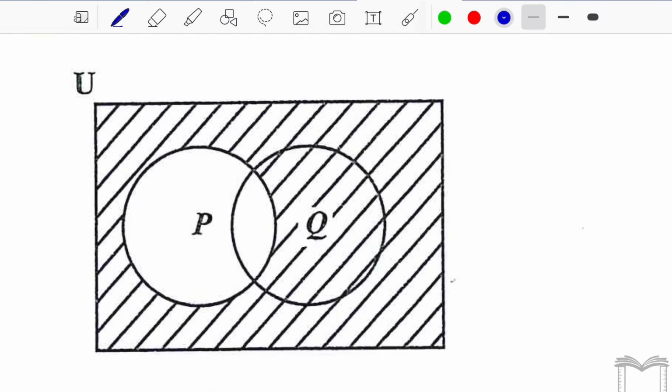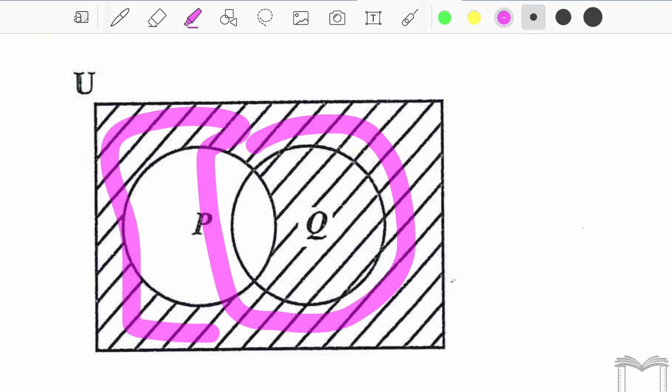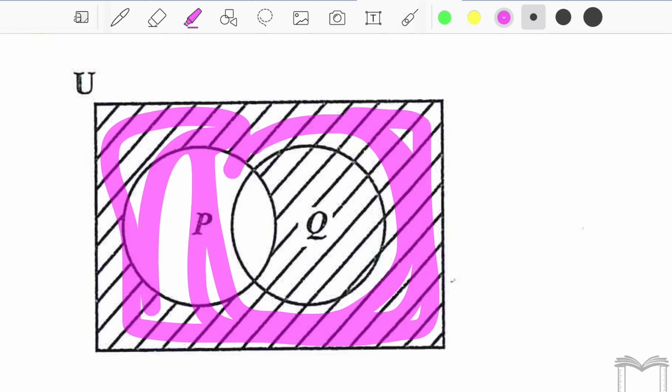Just to further explain, if we had Q complement, then that would be everything outside of Q. So all around here. Everything but Q.